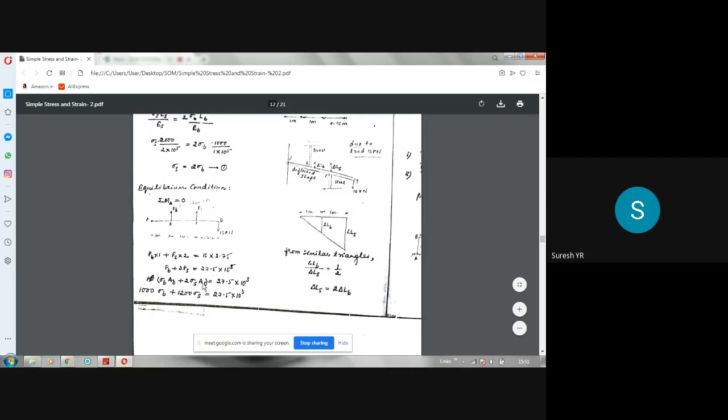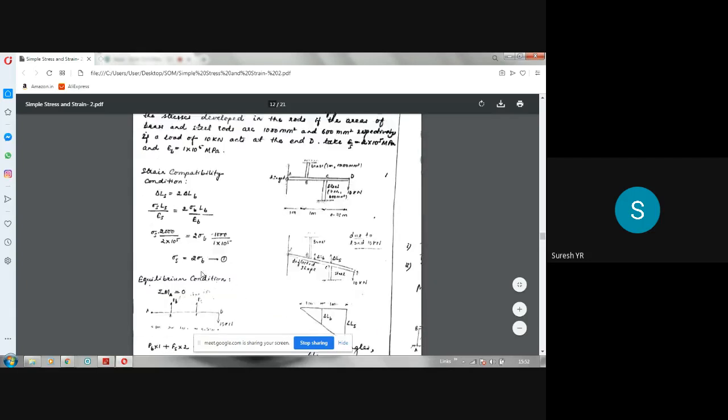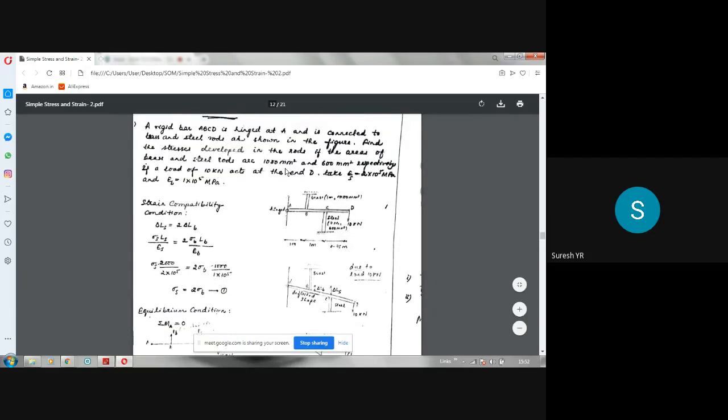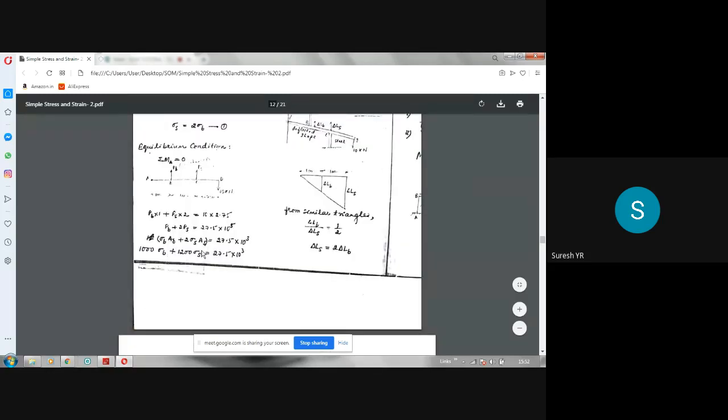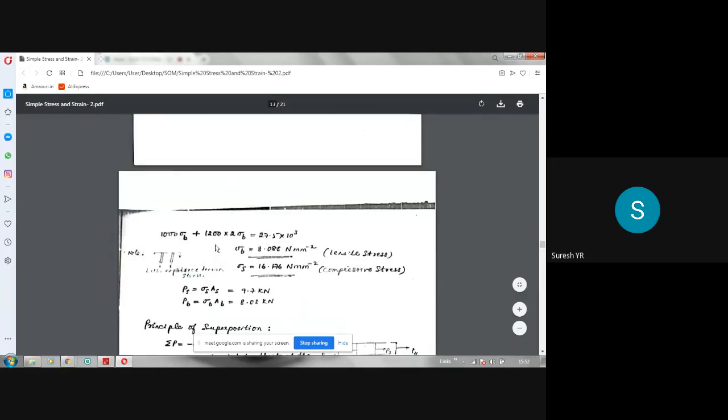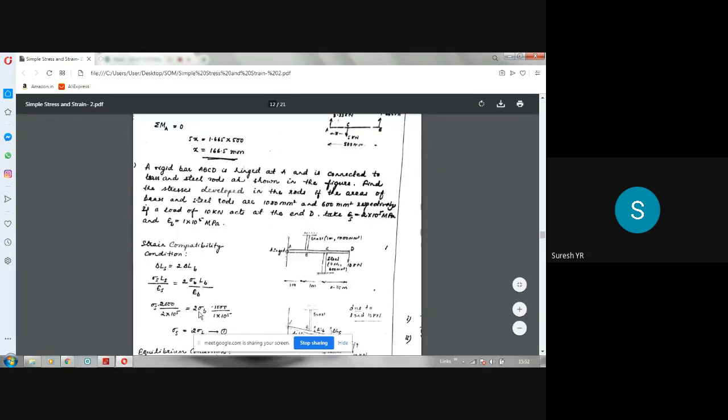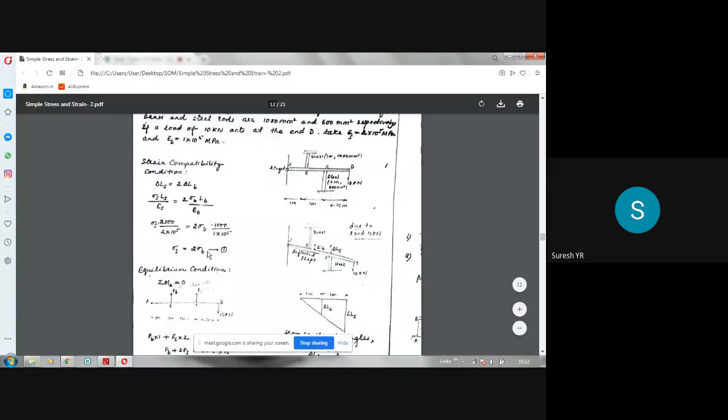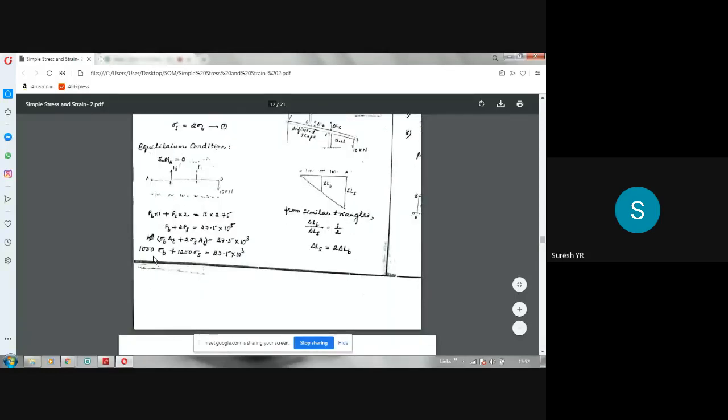The area of brass and area of steel you will be knowing. It is given here: the area of brass is 1000 mm square, and the area of steel is 600 mm square. If you substitute for AB and AS and simplify, you will get another equation like this. So now you have got two equations. One is the strain compatibility equation, sigma S is equal to 2 times sigma B. The other is the equilibrium condition. Now you have to solve these two. In this equation you can substitute for sigma S as 2 times sigma B. So this can be written as 2 times sigma B.